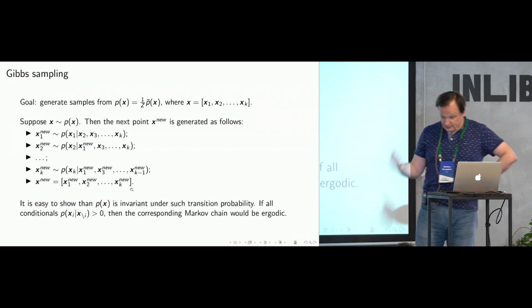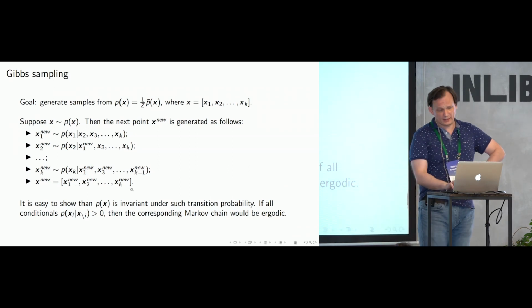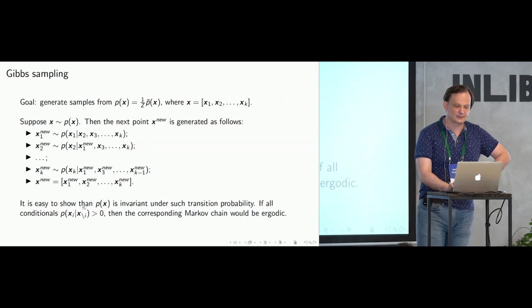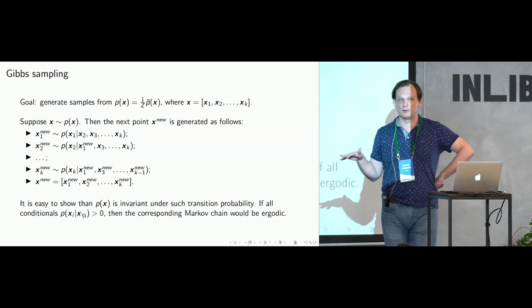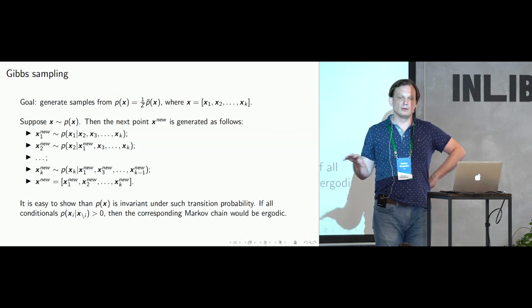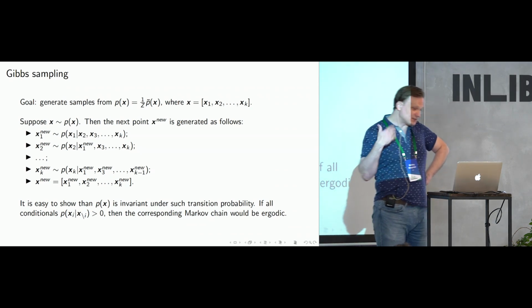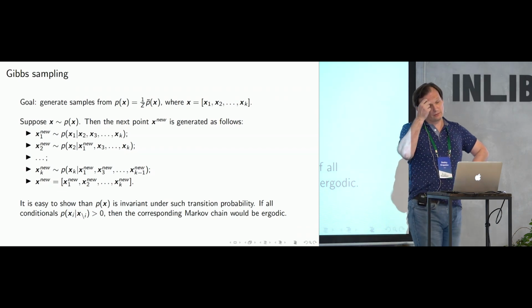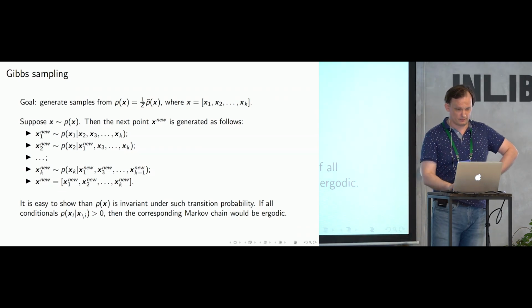And what about the ergodicity? Again, we can state a sufficient condition: if we suppose that all these conditionals are strictly positive in the whole domain that we work with, it's enough for our Markov chain to be ergodic. So we're able to come from any point to any other point.